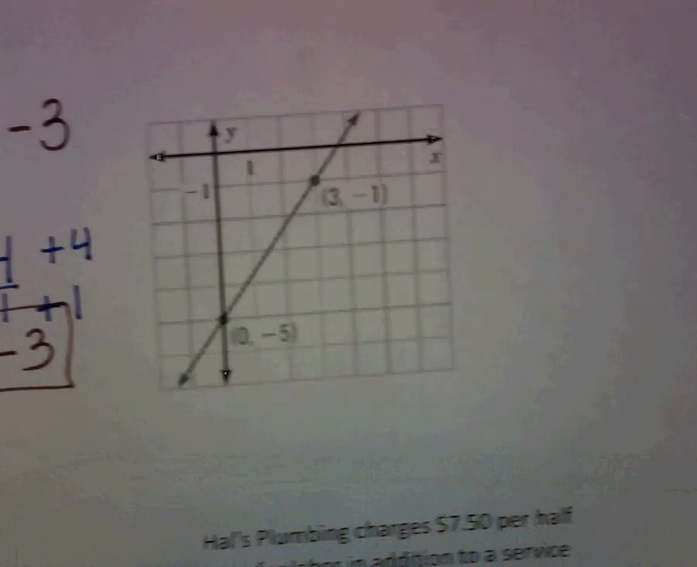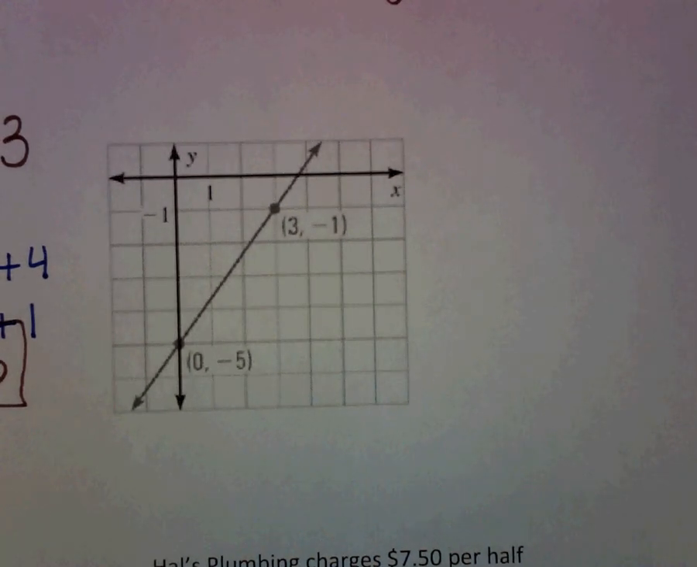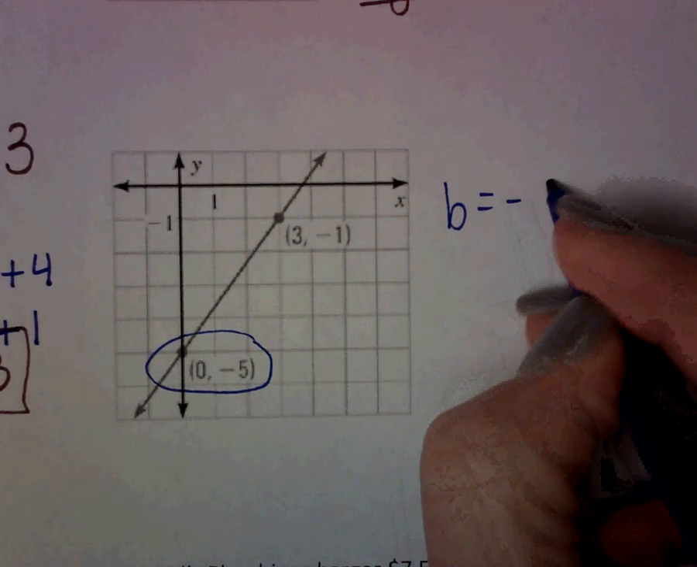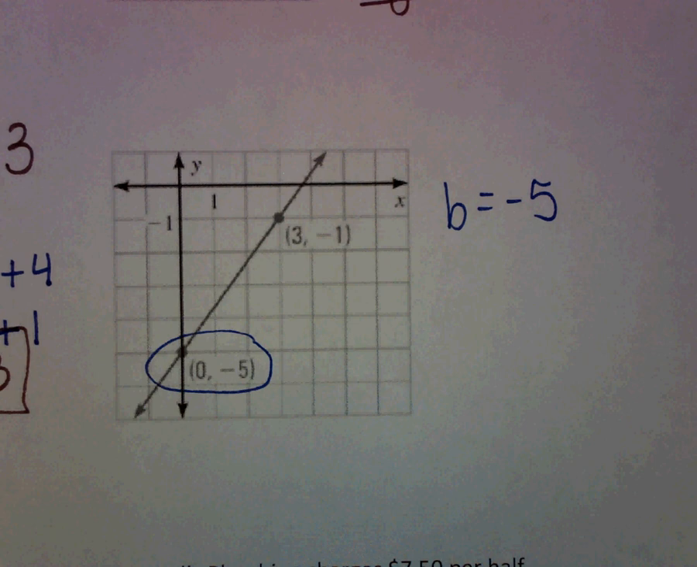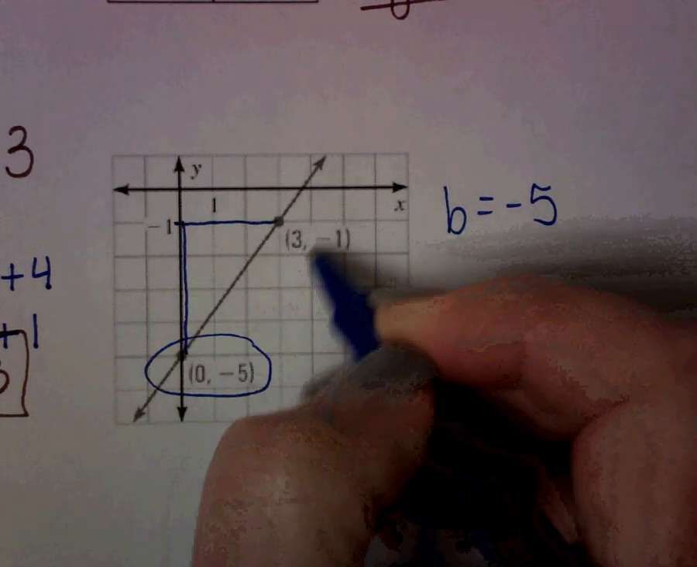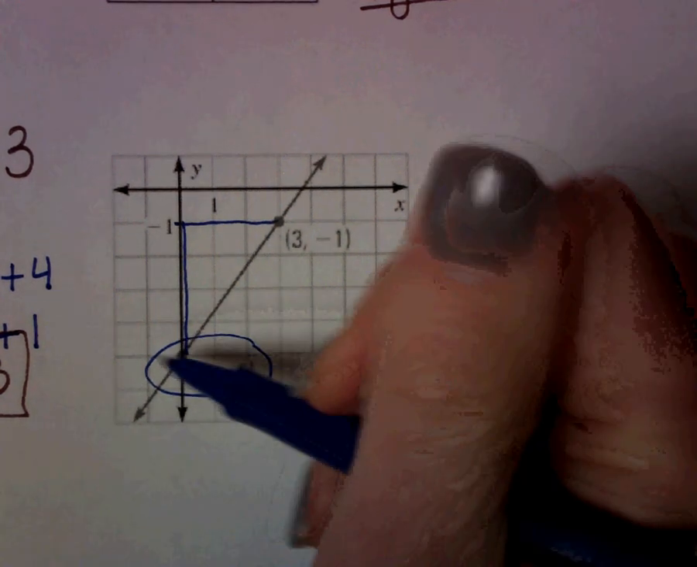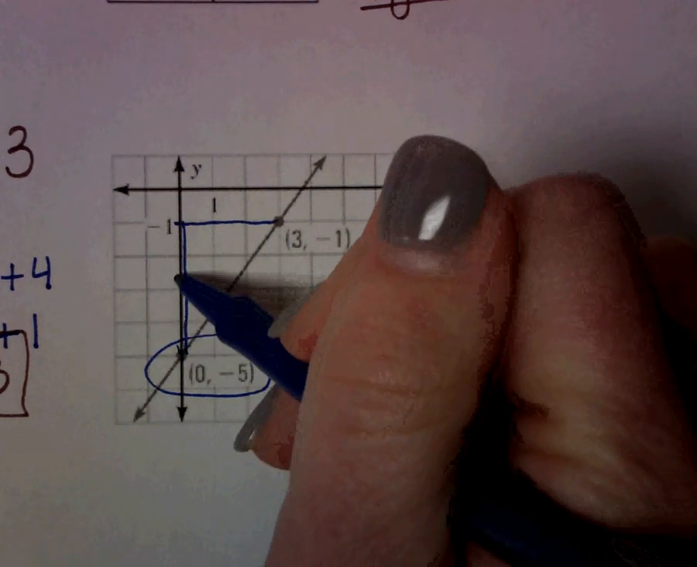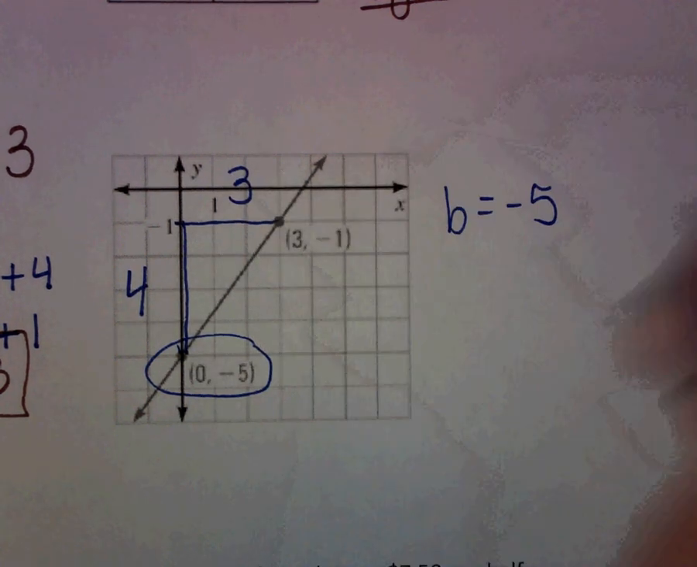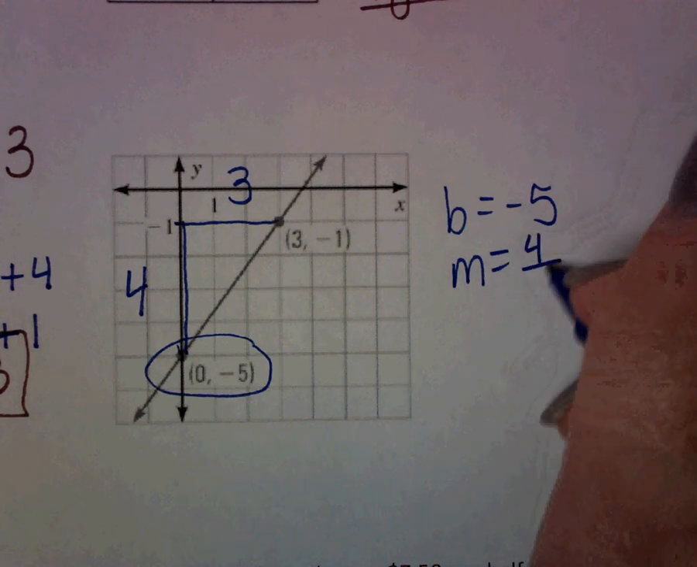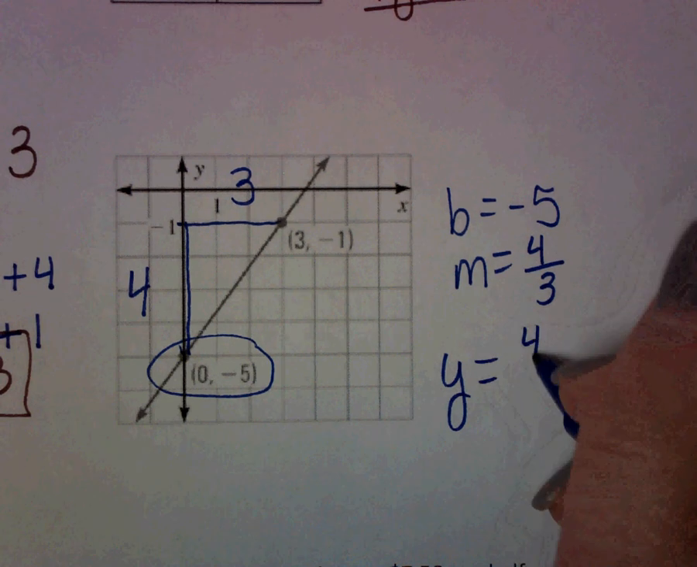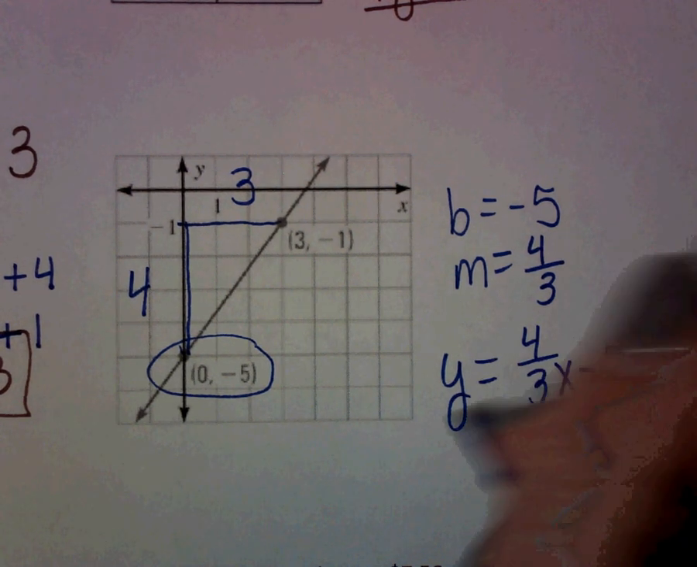Okay, let's look at the graph. Do you see the y-intercept? I hope you do. The y-intercept is right here. b equals negative 5. So remember, to find the slope, we can draw our triangle, or we could use the points and use our formula. This is a rise of 1, 2, 3, 4, a run of 1, 2, 3. So our slope is 4/3. And that means our equation is y equals 4/3 x minus 5.